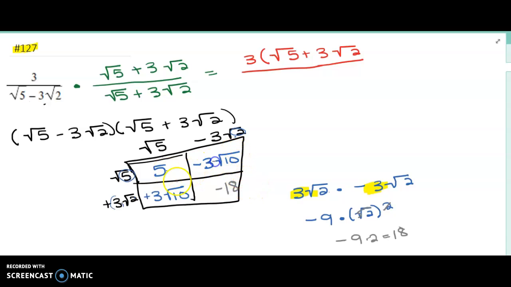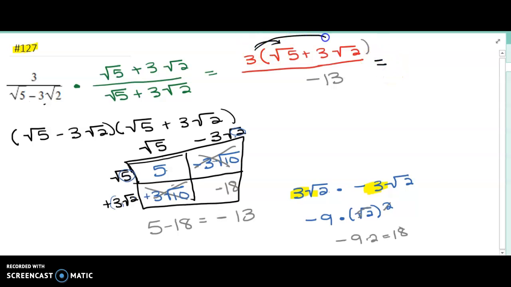Well, notice, now we'd add all these together, so we have minus 3 square root of 10 plus 3 square root of 10. Those take each other out, and we're left with 5 minus 18, which is just negative 13. Okay, so you could leave your answer like this, or if you wanted to go a step further and distribute this 3 through, it'd be 3 square root of 5 plus 9 square root of 2 over negative 13.